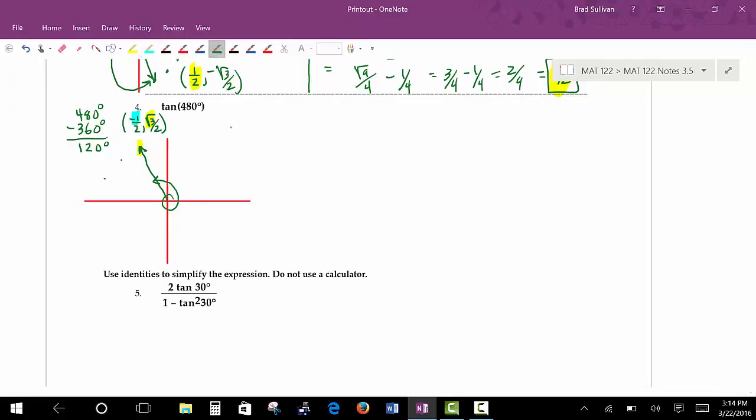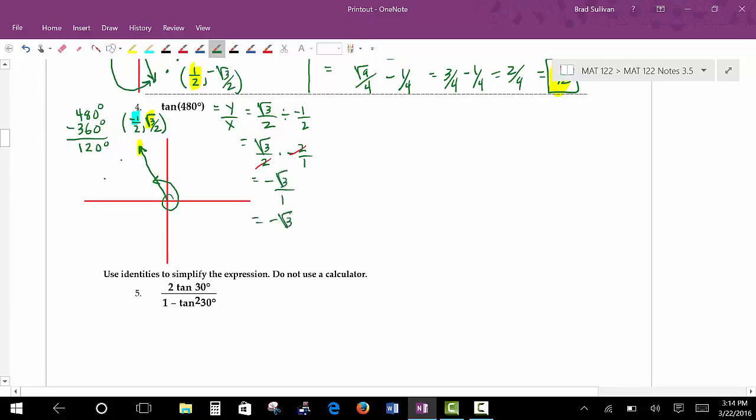So what you would do now is, since the tangent is y over x, we would be taking the y value, which is square root of 3 over 2, and we would be dividing it by the x value. Of course, we know that we divide fractions by multiplying by the reciprocal. Okay, it looks like the 2's would cross out. Looks like you would have a negative answer, so you just have negative square root of 3 over 1, or just negative square root of 3. So that's the answer just by a standard unit circle approach.